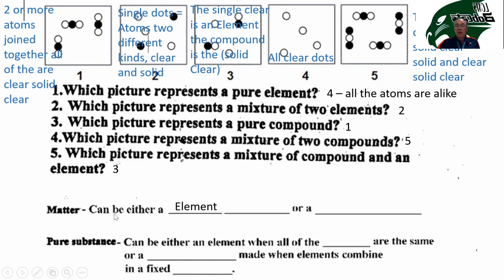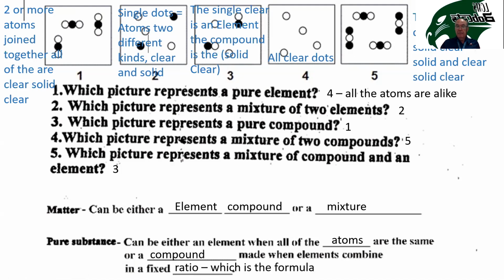So we know that matter can either be an element, a compound, or a mixture. If it's a pure substance, it can be an element when all of the atoms are the same, or a compound, and elements combine in a fixed ratio. So like this compound is always 2 solids and a clear, and here's another one with the same ratio, 2 solids and a clear.